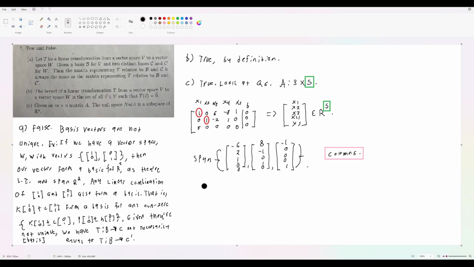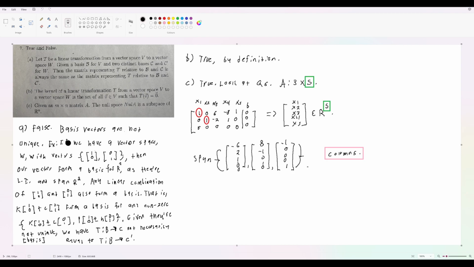Okay, number 7. So, let T be a linear transformation from a vector space V to a vector space W, given a basis B for V and 2 distinct bases C and C prime for W. Then the matrix representing T relative to B and C is always the same as the matrix representing T relative to B and C prime. So this is false, and the reason why is we're going to approach this from the idea of uniqueness. Right, so we're going to say basis vectors are not unique.